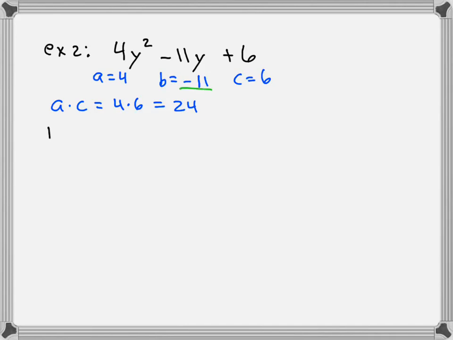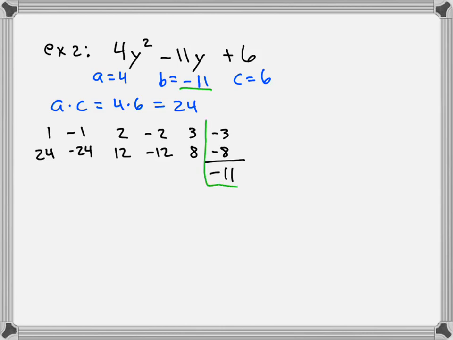So I have a 1 and 24, or both negatives. We have a 2 and 12, or both negatives. We have a 3 and 8, or both negatives. And I'm going to stop right there because the negative 3 and the negative 8 give us a negative 11, which is what we were looking for.